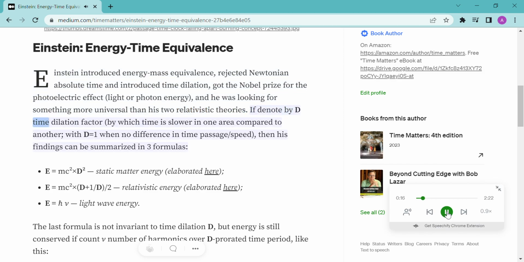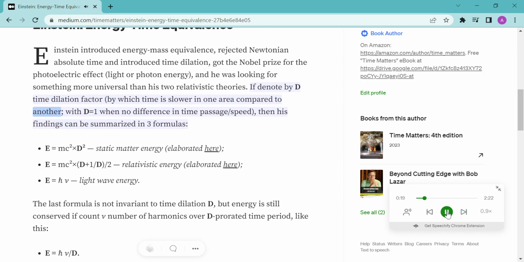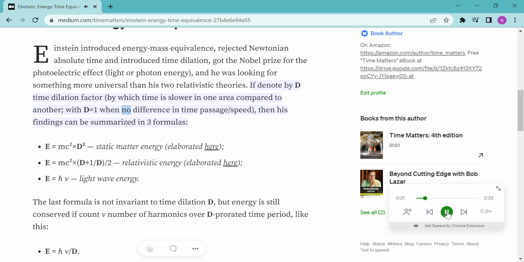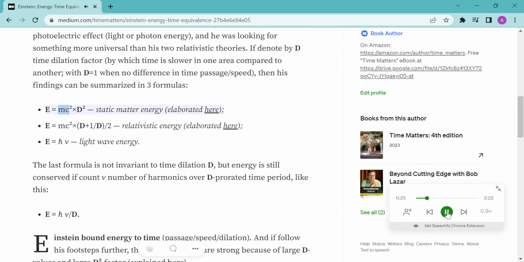If we denote by d the time dilation factor, by which time is slower in one area compared to another, with d equals 1 when there is no difference in time passage/speed, then his findings can be summarized in three formulas. E equals mc2 times d.